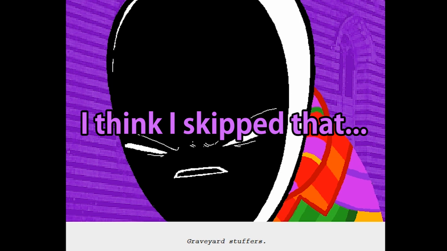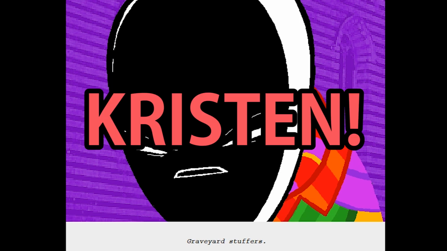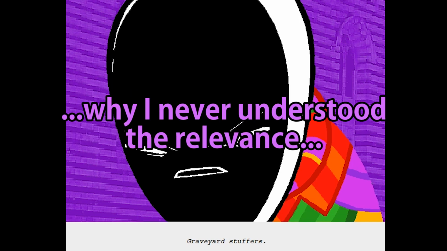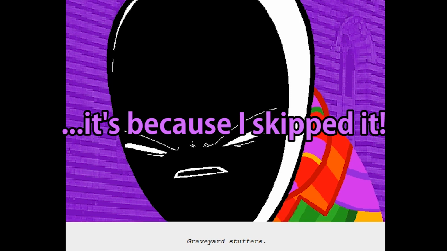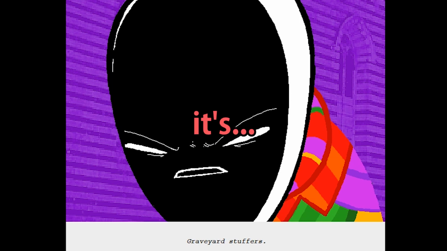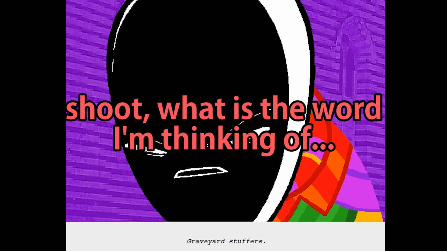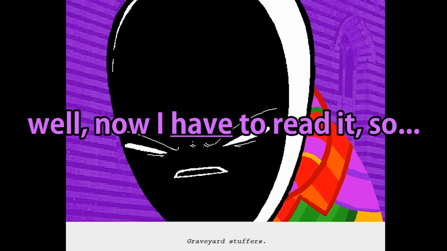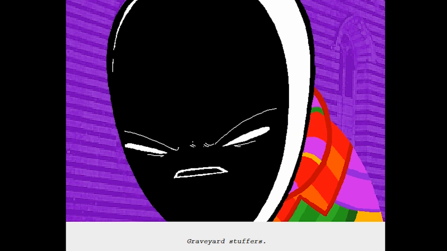I think I skipped that. What? No! Kristen, you can't skip it. It's important. Those characters come up later. That's why I never understood the relevance, because I skipped it. Because it didn't interest me. But it's like a, what is the word I'm thinking of? Mafia. What's interesting about the mafia? Well, now I have to read it. Well, yeah. Assuming you guys are still gonna join me for future episodes, we will read it. Don't worry. Heck yeah.